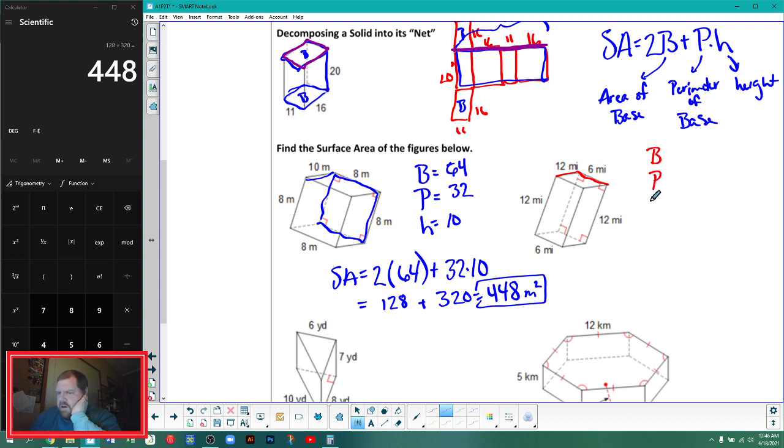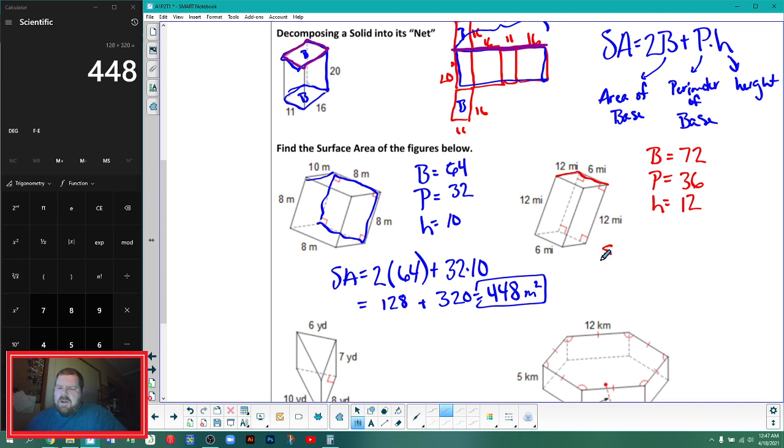So I want to find the area of that base, the perimeter of that base, and the height between the bases. Area of that base is going to be 6 times 12, which is 72. Perimeter of the base, 12, 6, 12, 6. 12 and 6 is 18. 18 times 2 is 36. Some quick math there. And then the distance between the bases is another 12. Okay.